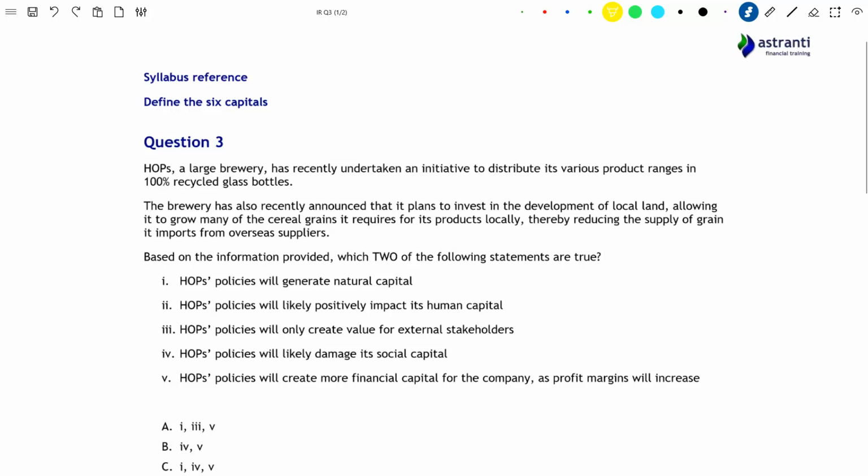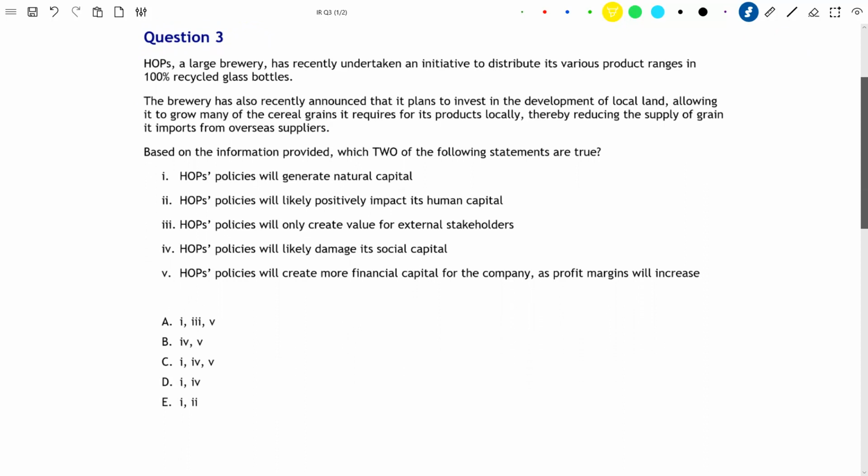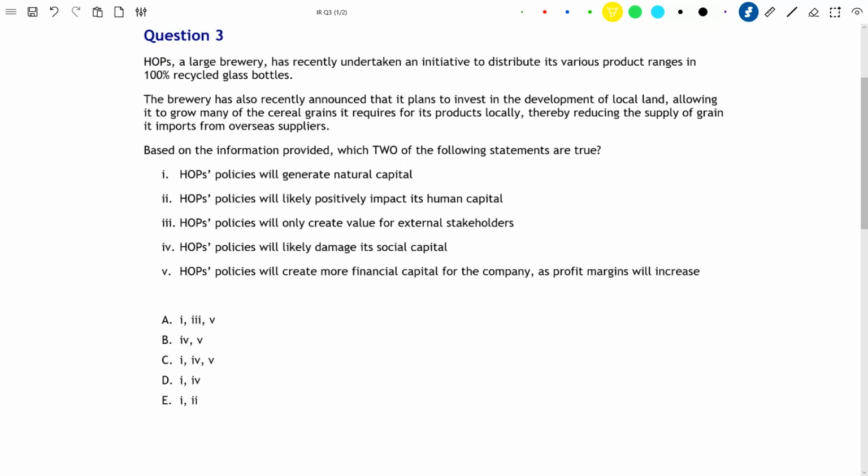Question 3 of this debrief series sees us move on to, again, a new syllabus reference, which this time is define the 6 capitals. Now we have quite a long question, so to ensure I can get everything on screen, I'm just going to scroll down. And then let's go through the question line by line to start with.